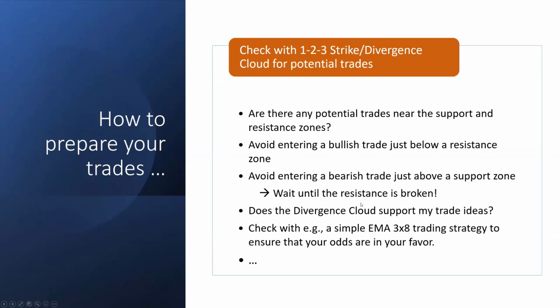Then, does the divergence cloud, for example, support my trade ideas? Does it really do this? Because as said in the previous sessions, these are indicators. They're not responsible for your trade. You still have to make that decision. They just should help you to make this decision better. And then you can also use a simple trading strategy. Some people use the 3 crossing the 8 or 3 crossing the 12 in order to see when would be a best entry. That's really up to everybody, the way he wants to trade it.